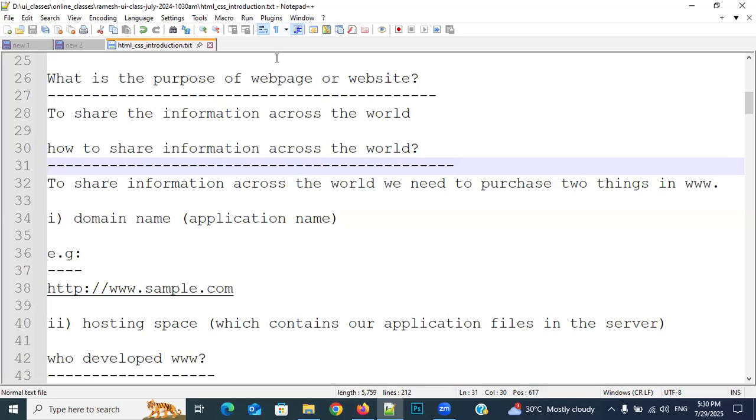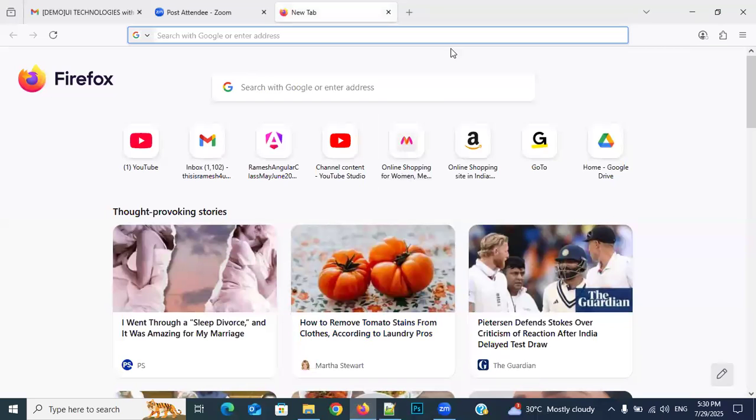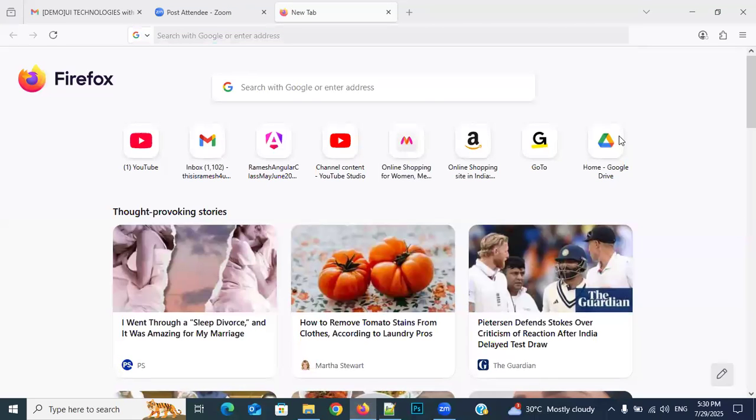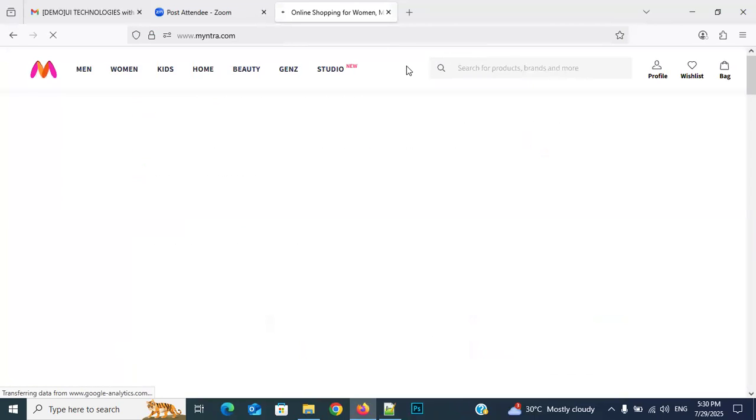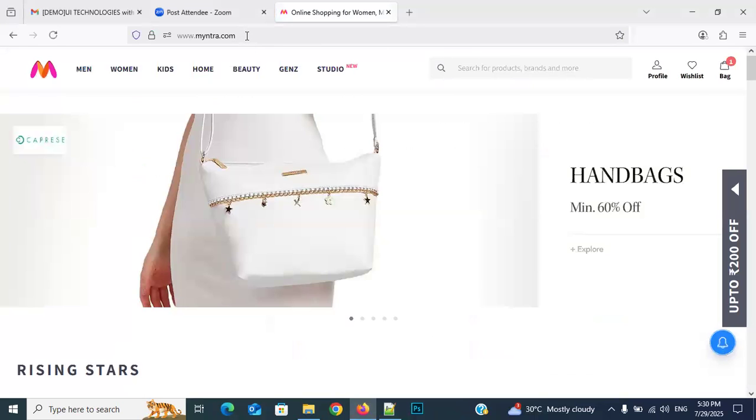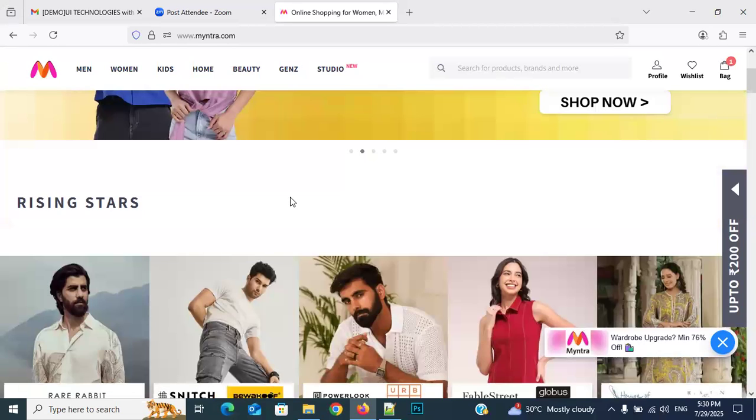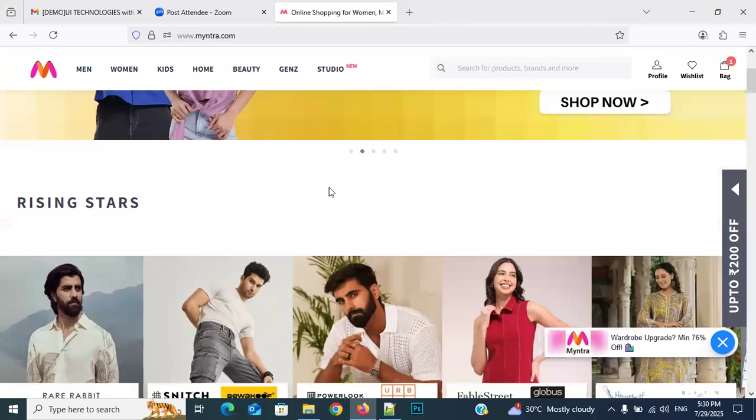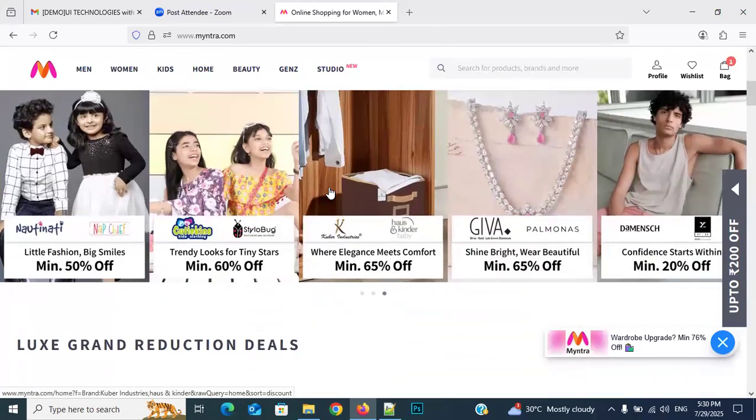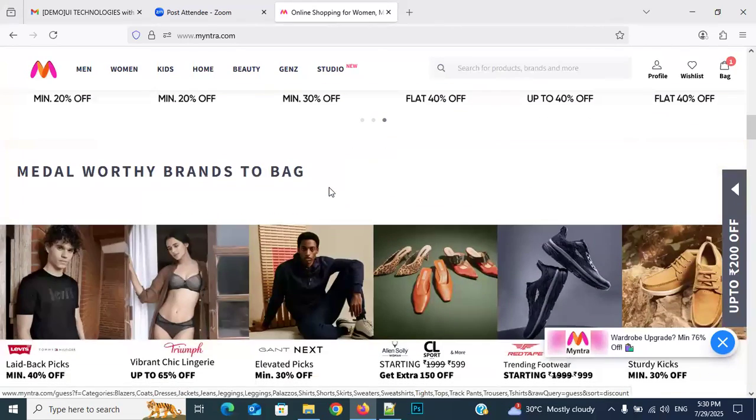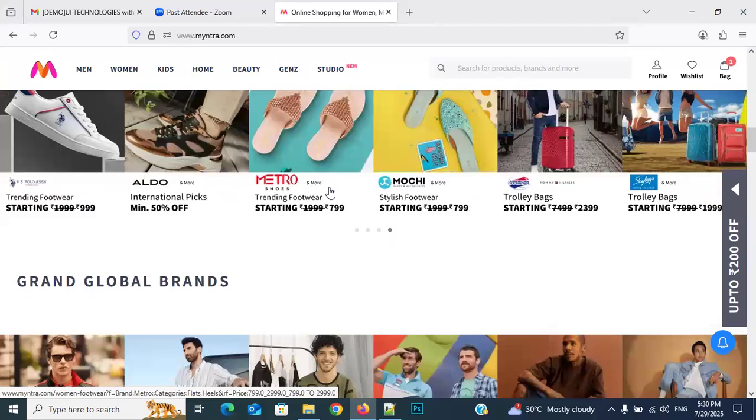Domain name. And that domain name is also internally related to that hosting space. For example, see here. I am typing here Myntra.com. Only Myntra.com. Am I typing here open homepage like that? No, right? Only Myntra.com. But what am I seeing here? I am seeing a web page, or not? Yes. So how is this coming?